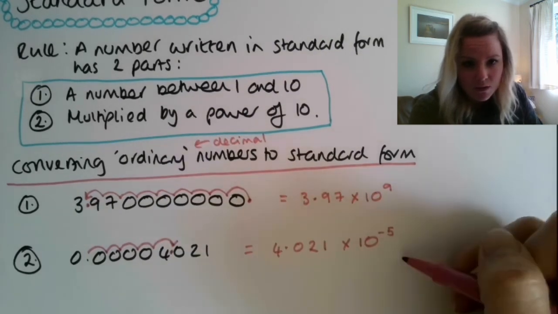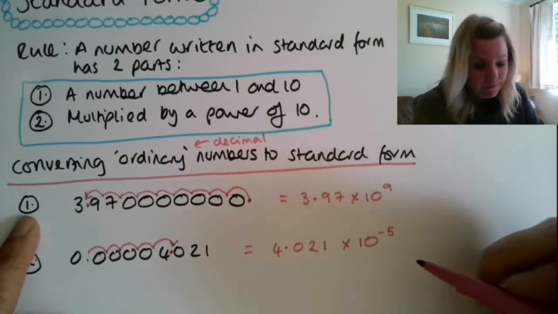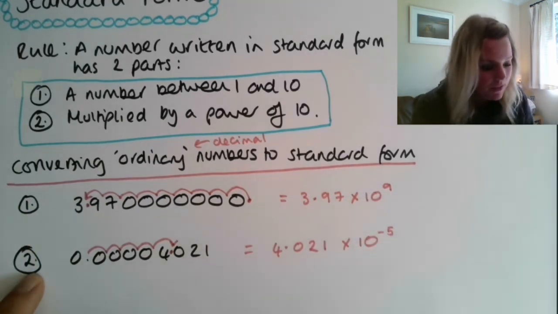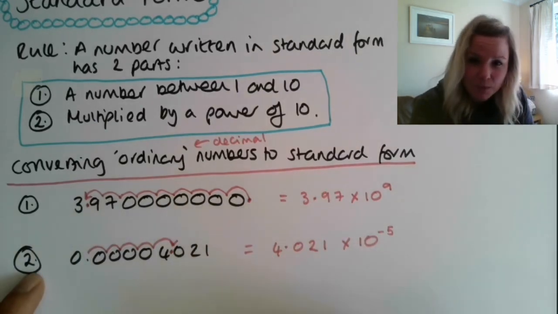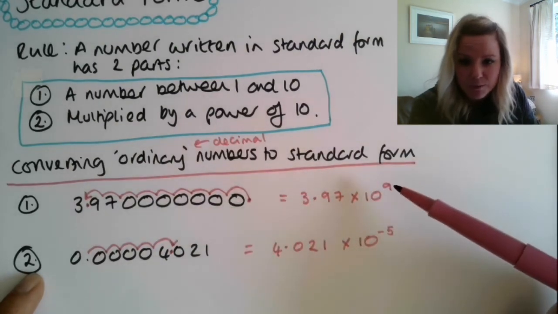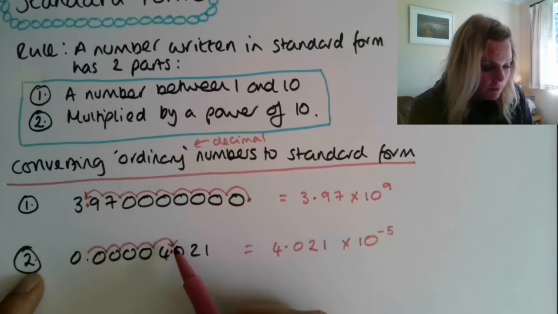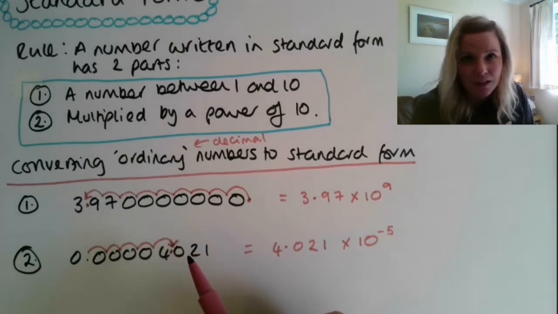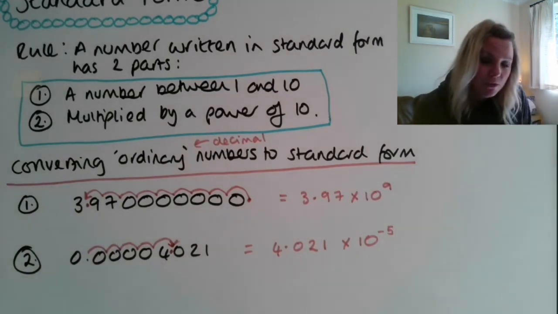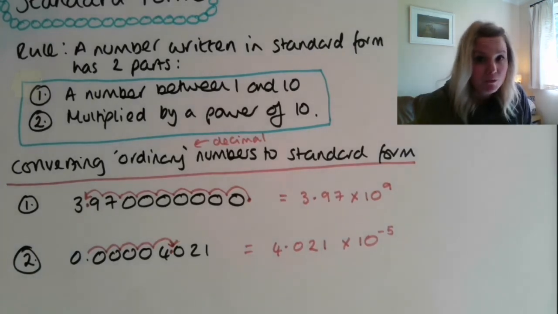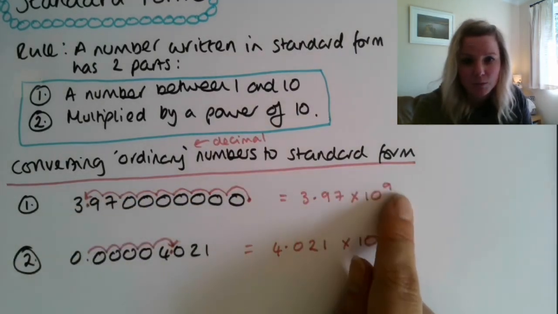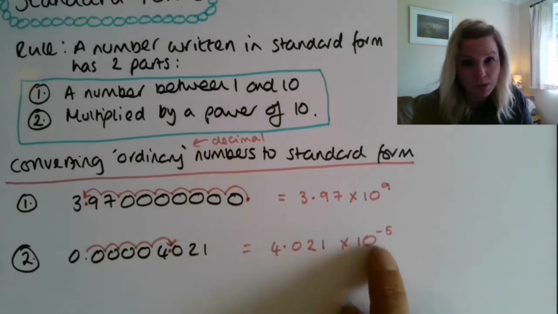So if we compare these two, this one was a really big number and it's a positive power. This one was a really small number and it's a negative power. And do you see how my decimal point has moved opposite directions both those times? So here it was moving to the left and it was a positive power. Here it was moving to the right and it was a negative power. Now I don't really like using that left and right rule because I think I would get mixed up with it. So for now, I think the best way for you to decide whether it's a positive power or a negative power is to think about what the original number was. If it was a really big number, it's going to be a positive power. If it was a really small number, it's going to be a negative power.